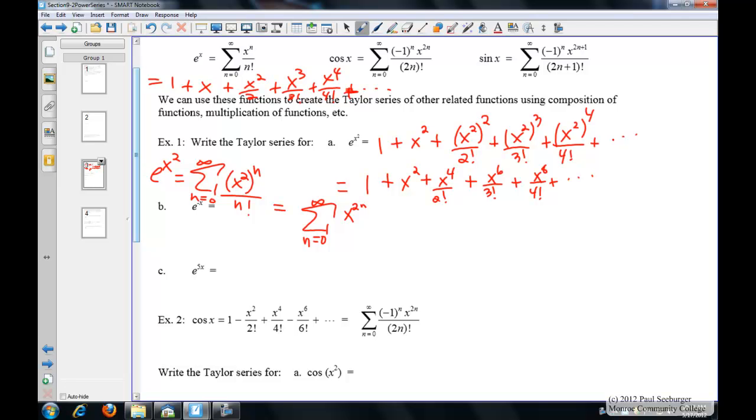X to the 2n, you multiply the exponents, over n factorial. Now, if you look at that, does that give you these terms? If you think about it, put 0 in, you get x to the 0, which is 1, over 0 factorial, excuse me, which is 1.